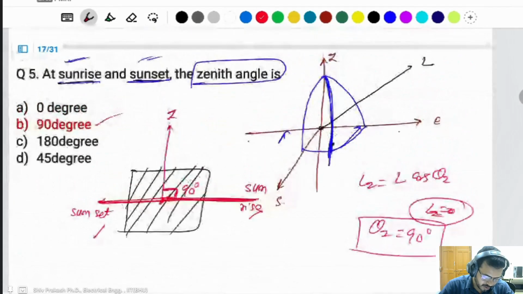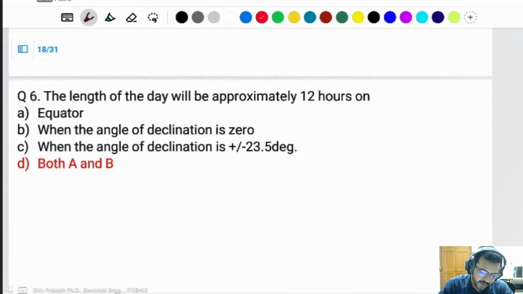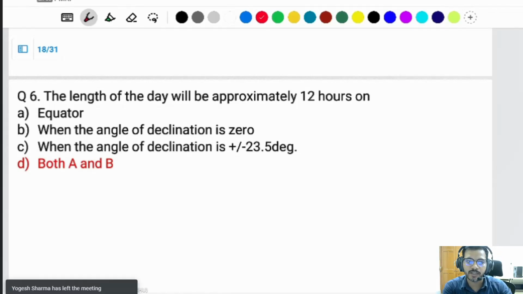Okay. The next question is that the length of the day will be approximately 12 hours on. The length of the day will be approximately 12 hours. It means the sunrise and sunset angle will be the same. It means 12 hours night, 12 hours day.